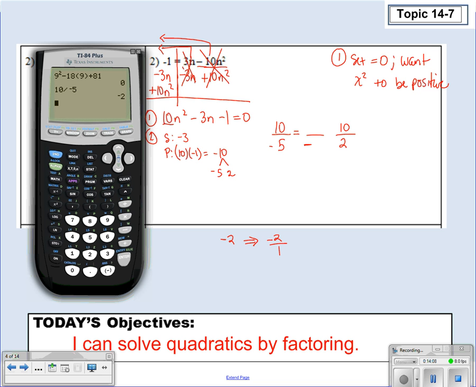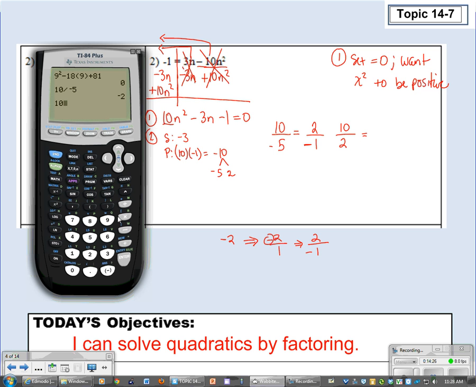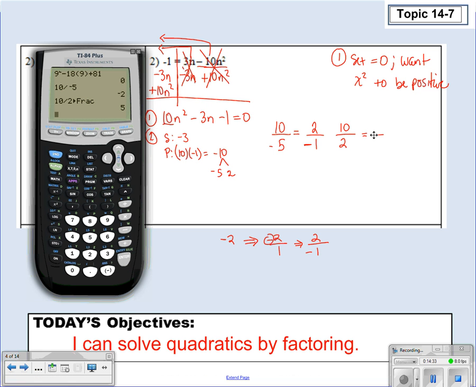The deal is, though, we started off with the negative in the denominator, so when we write it for our factoring purposes, the negative will be shown in the denominator. So this becomes 2 over negative 1. Now 10 divided by 2, again using my calculator, 10 divided by 2, math, enter, enter. Okay, it's a whole number, 5. That means we're going to have 5 over 1. Take these fractions and they're going to help us write our factors.